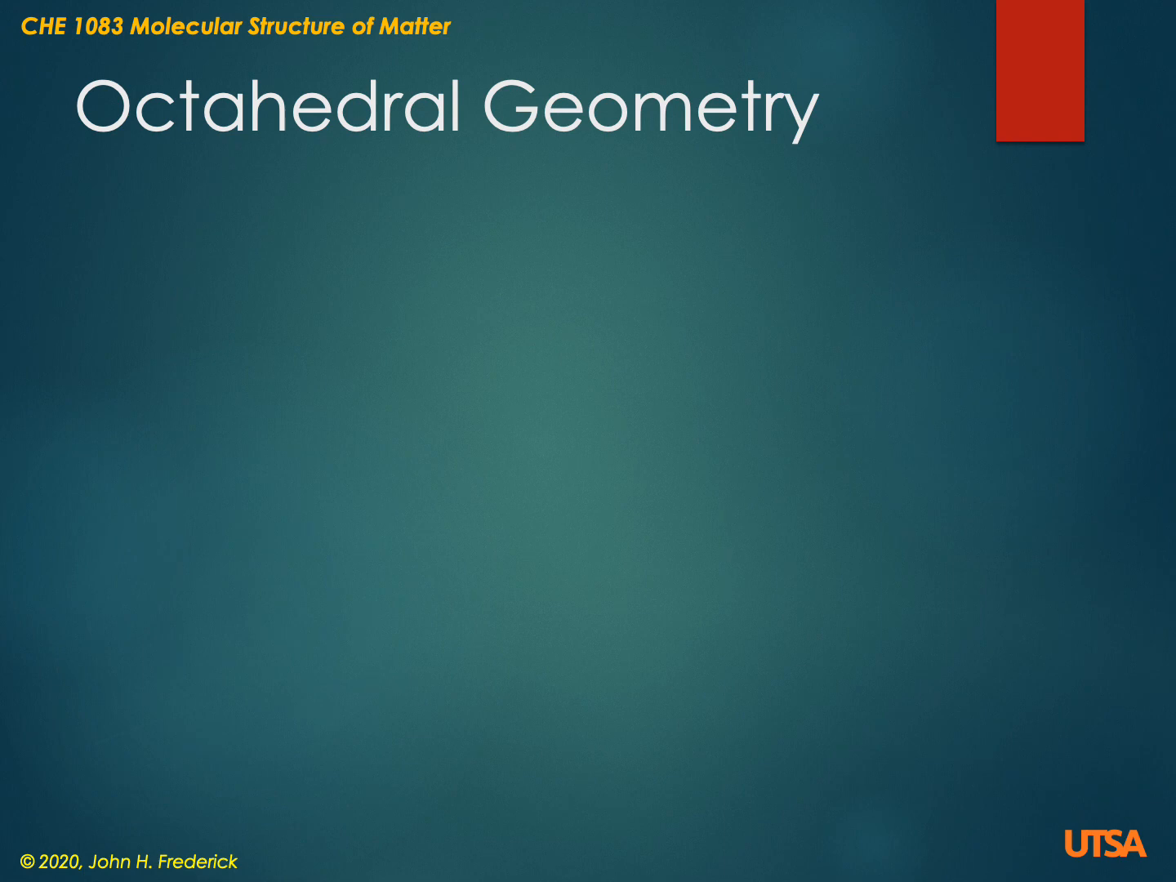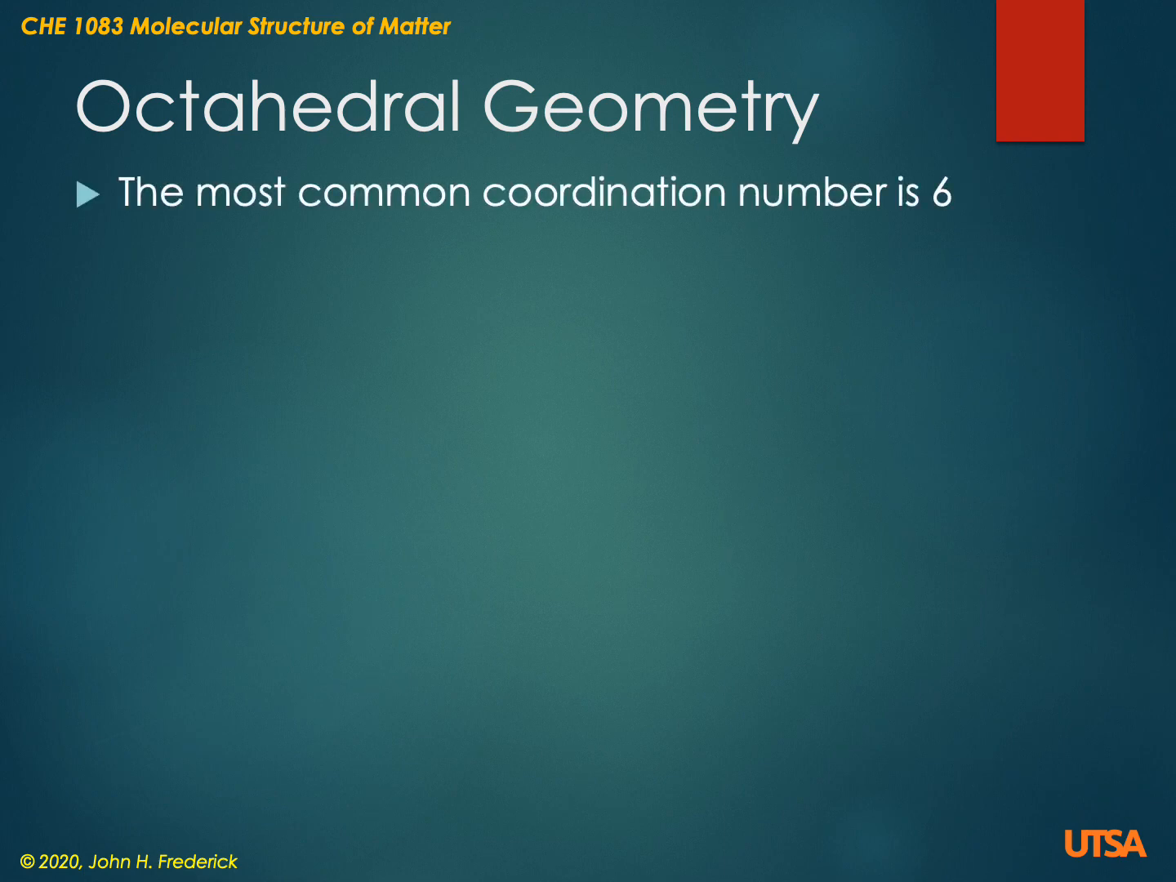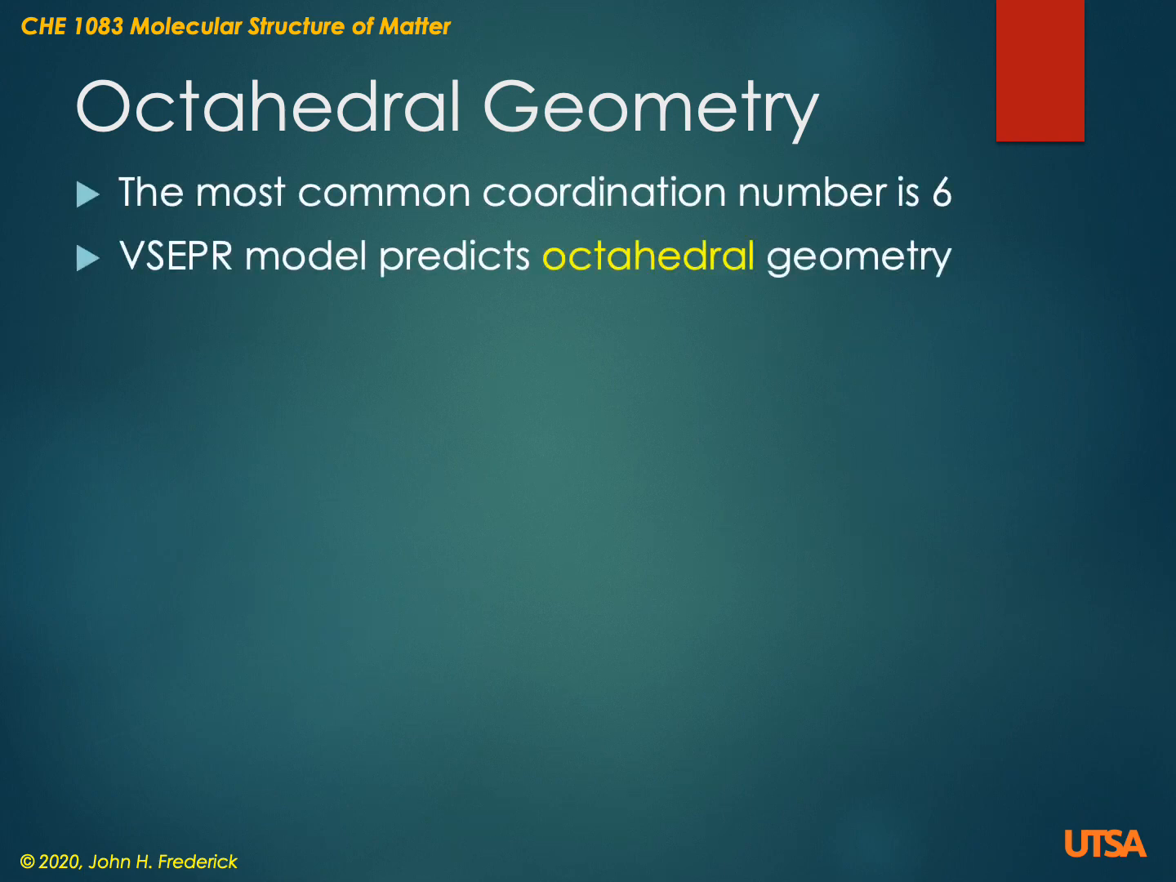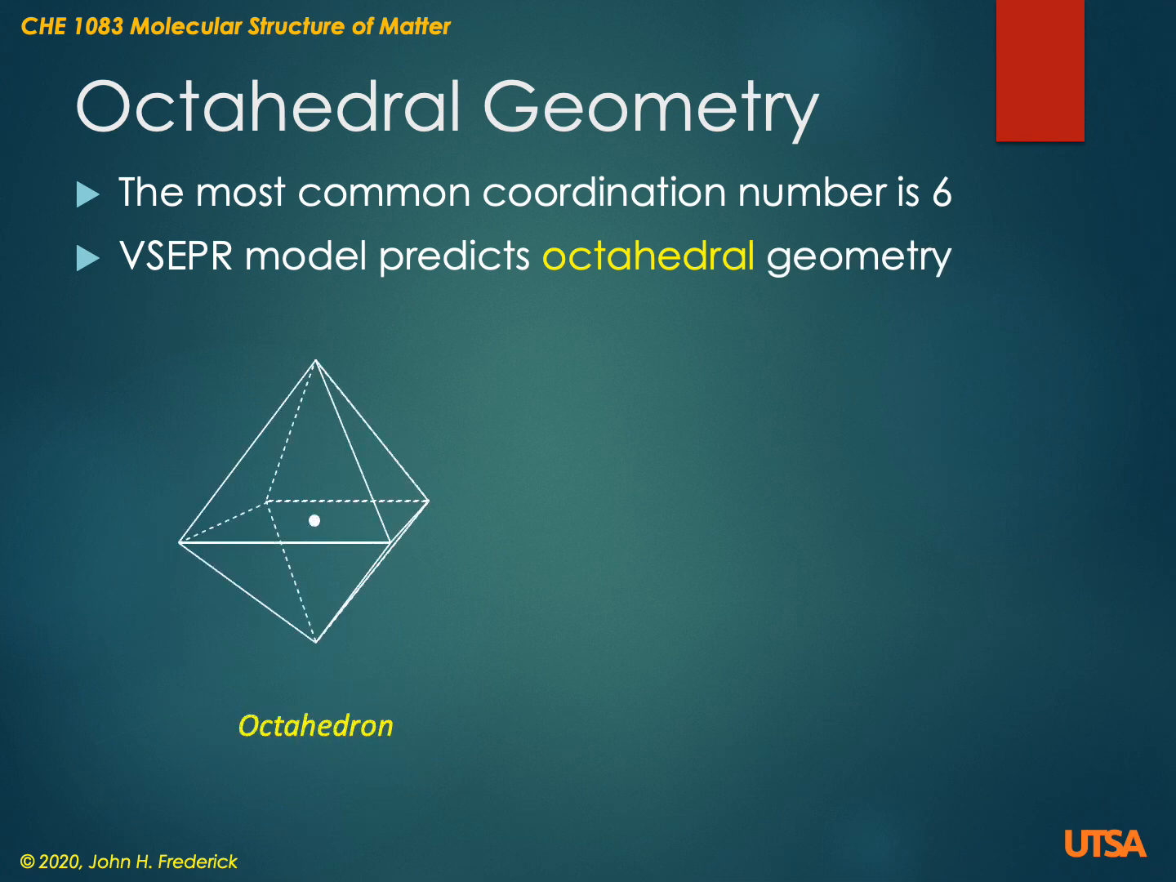The most common type of complex ion, though, has a coordination number of 6, and the VSEPR model predicts then that it will have an octahedral geometry. This is the form of an octahedron, which is one of the Platonic solids, and the position of the metal is in the very center there. All the vertices around the metal are where the ligands will attach themselves, and there's a total of 6 equivalent sites in the case of an octahedron. They're all the same distance from the metal.